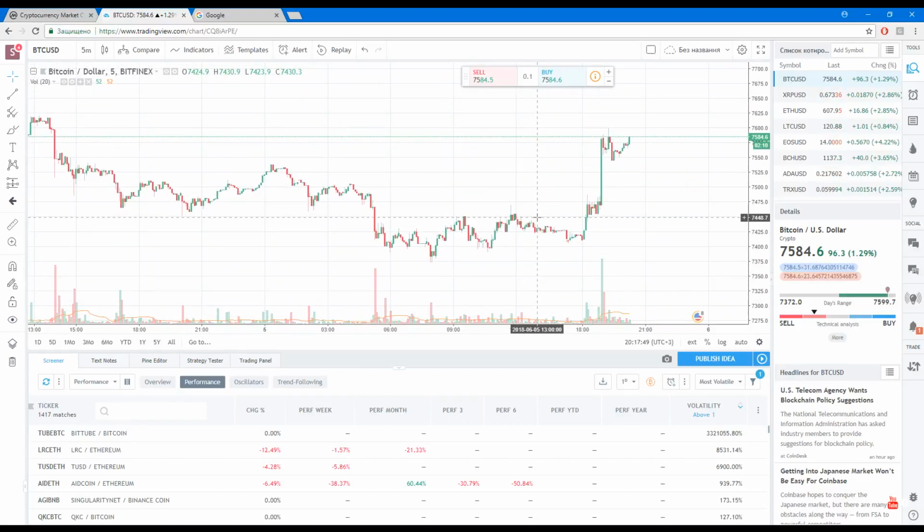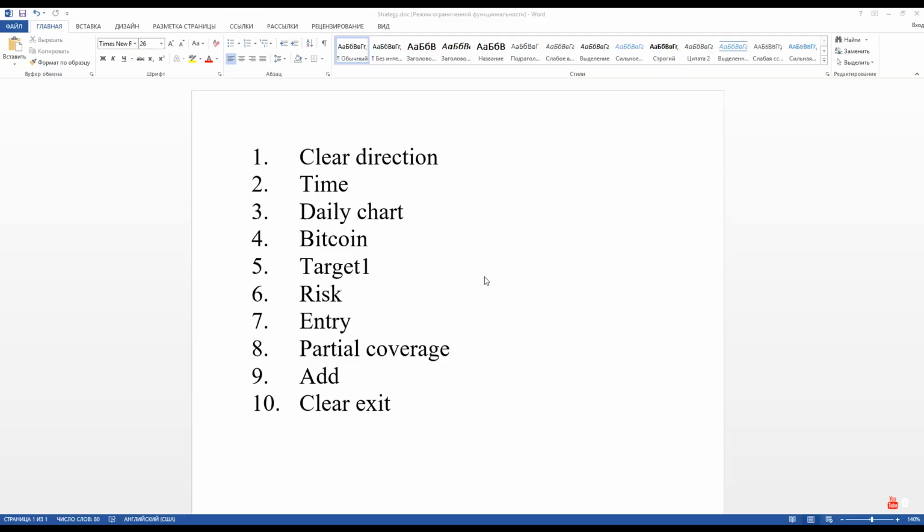Like this. But we can see a very interesting situation near 7,475, some range, and a breakup with some volume. What's next? Very interesting and very important points. It's a corresponding situation on Bitcoin.